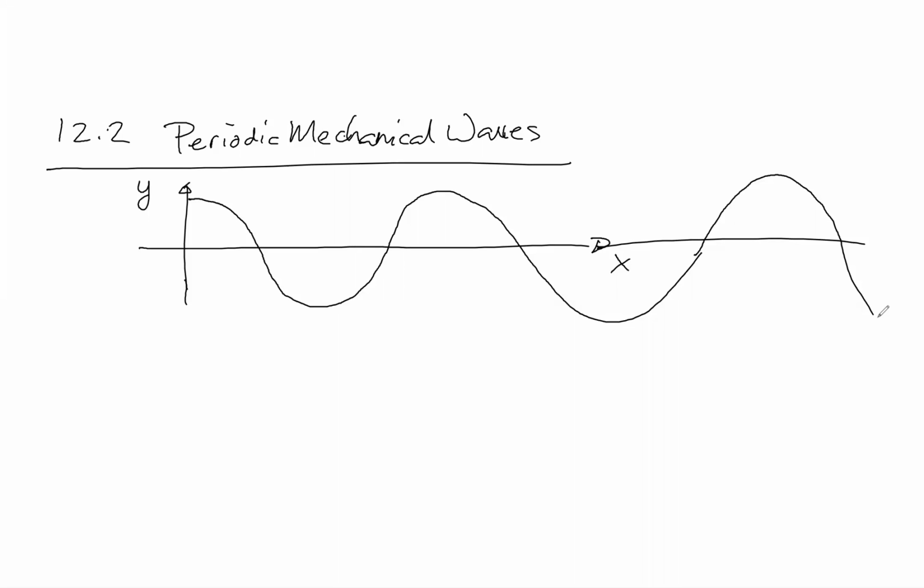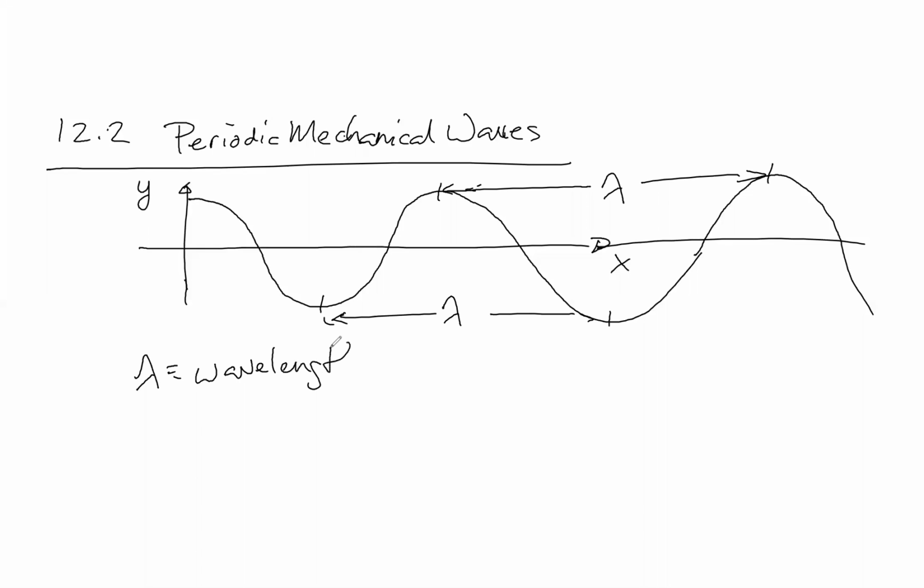The first thing I want to notice about this is that there are these peaks, and there are these troughs. The distance between two sequential peaks is going to be lambda, and pretend lambda is the same for every one of these peak to peak distances. That lambda is also the distance between any two troughs, any two bottom points. And what I want to say is that lambda is the wavelength. I'm using the Greek letter lambda, which hopefully you've seen before.